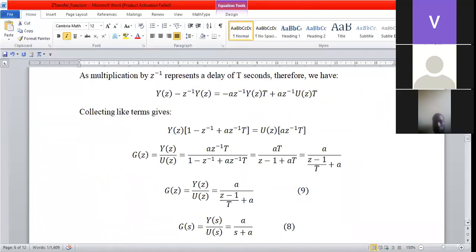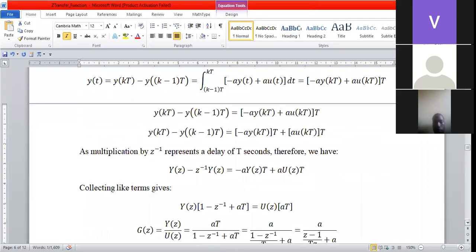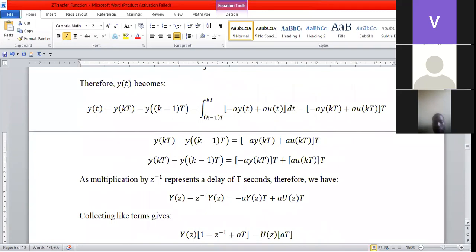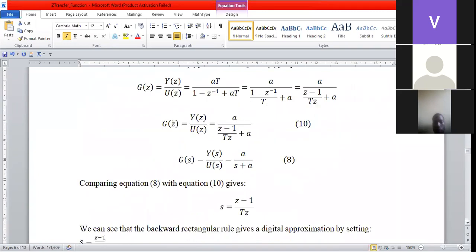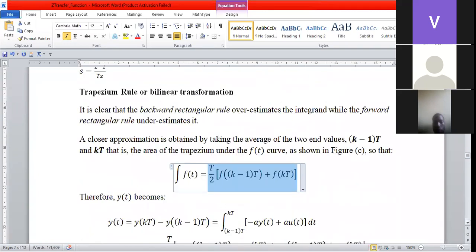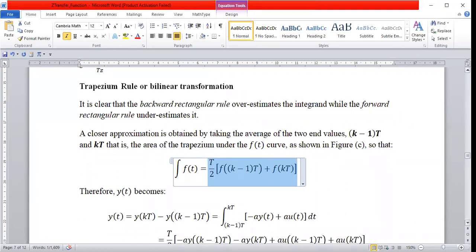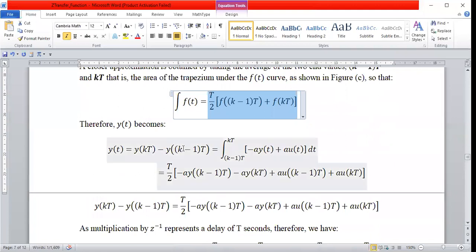So let's go back to the derivation. Since you are considering the time at the start and at the end, you divide by 2, because the area of a triangle is t divided by 2. So instead of multiplying by t, it is t divided by 2. That's the logic we are going to go through.